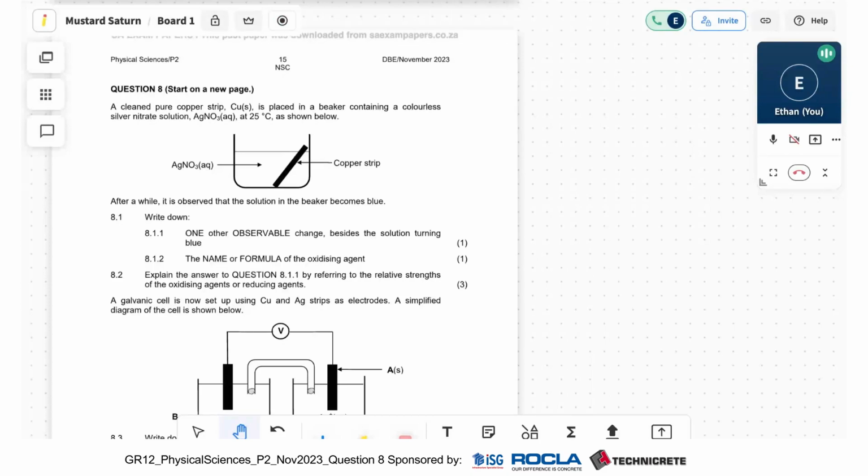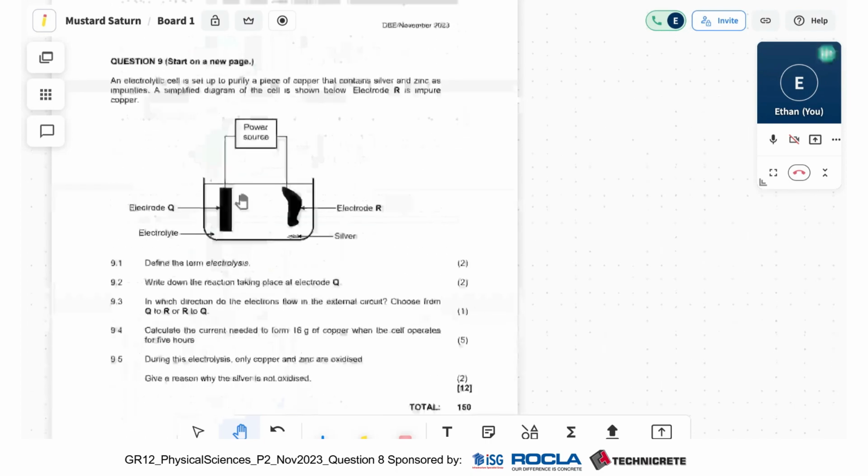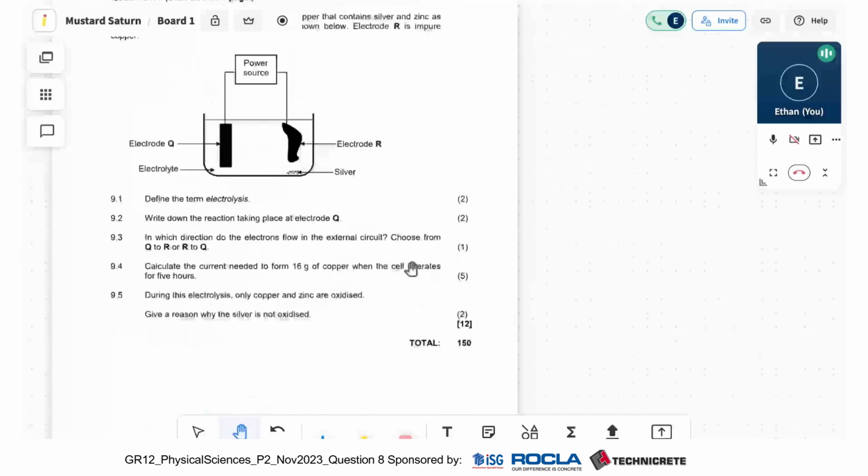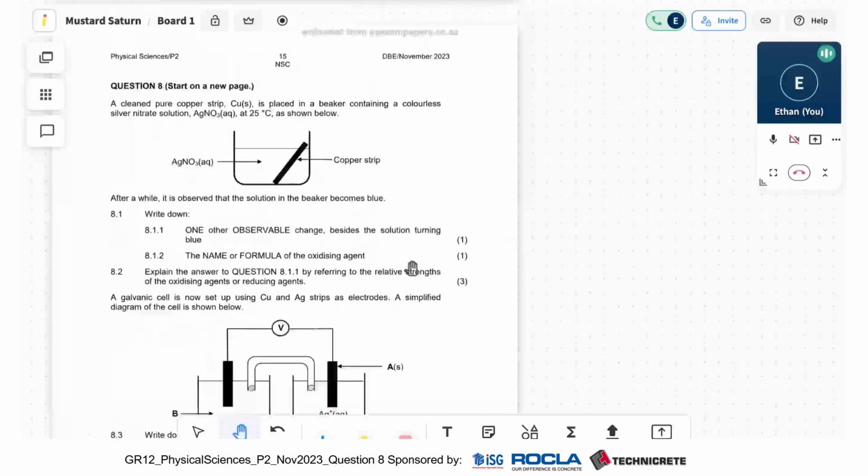Question 8 is to do with some electrochemistry. So changing gears from some of the previous questions. And I believe this is the second last question of the paper. Question 9 also deals with some electrochemistry. So let's get into question 8.